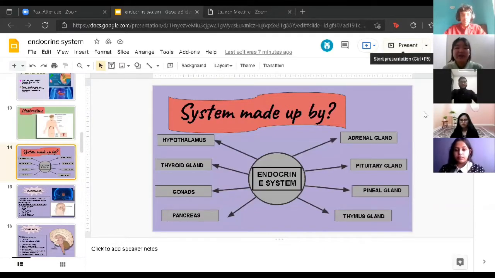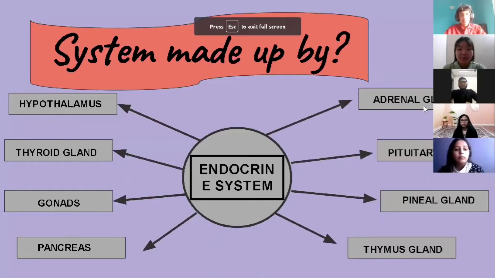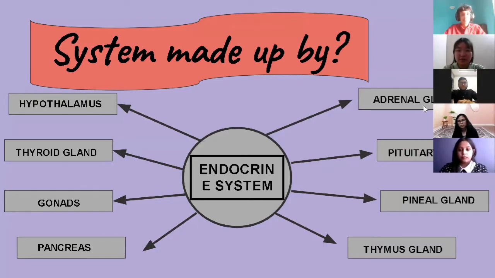Hello everyone, I'm Shen. After we know the importance of organs, now I would like to share how many organs the endocrine system is made up of and which organs are included. There are mainly 8 organs in this endocrine system, which are the hypothalamus, thyroid gland, gonads, pancreas, adrenal gland, pituitary gland, pineal gland, and thymus gland.